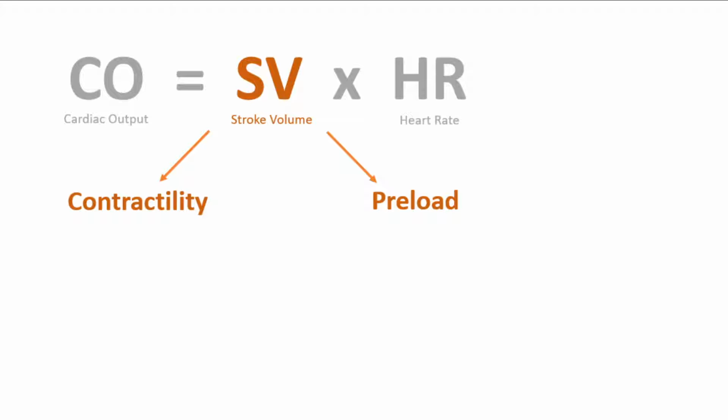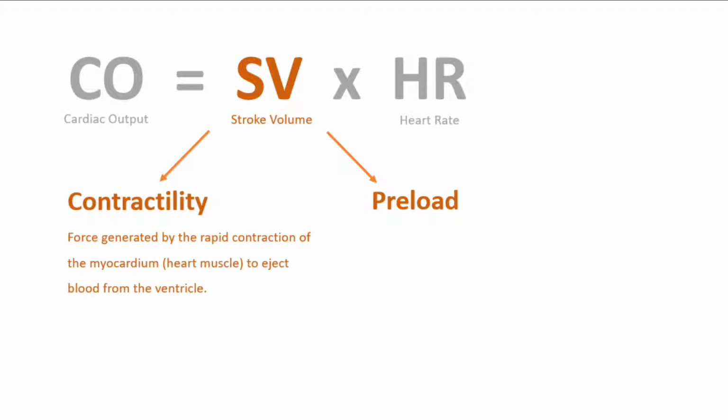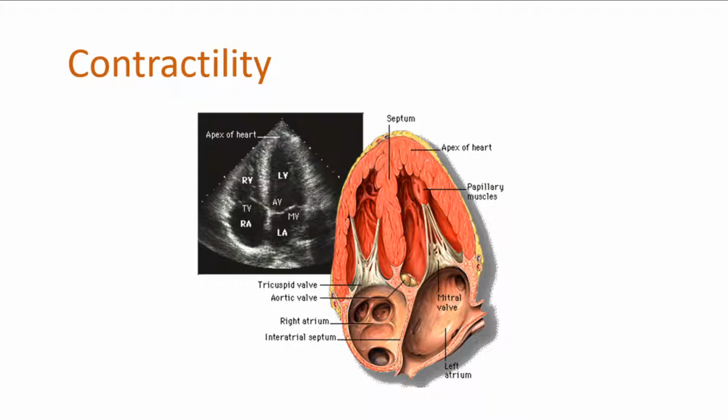Stroke volume is really made up of contractility and preload. So what do we mean by those terms? Well, contractility is the force generated by the rapid contraction of the heart muscle cells all working together to squeeze the blood from the left ventricle. I'm going to demonstrate the difference that contractility can make. We're going to look at an echocardiogram.